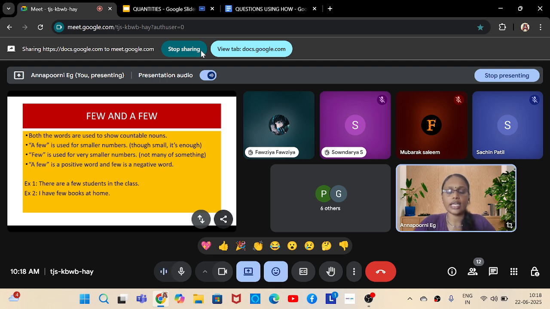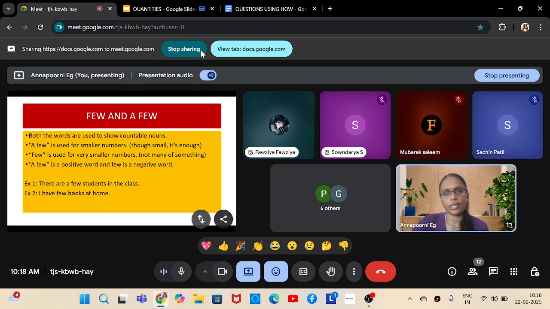Okay, so few and a few are both used with only countable nouns. Okay, but a few is used for smaller numbers. So though small, it is enough. The number is small, just like some. The number is small, but it is okay. You are satisfied or contented with what you are having. So that is why you are using a few. For example, I have a few students in the class. For example, right now there are 8 students attending this spoken English class. Okay, so the number is a few only. I can say that a few students are attending the spoken English class.